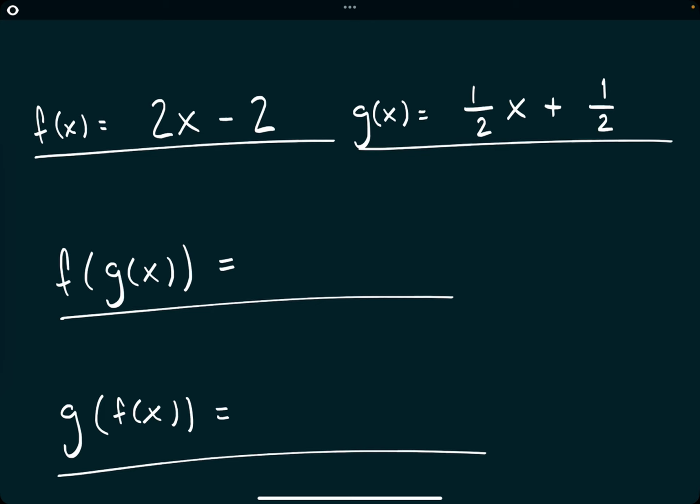And we'll do just one more here. This one is totally for you to try. Take a moment to confirm whether these functions are inverses of each other or not.